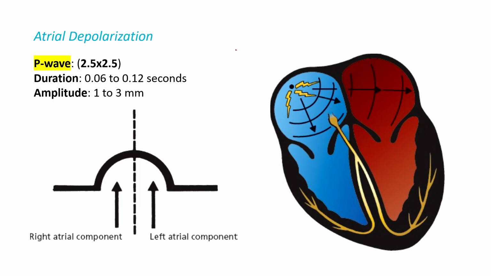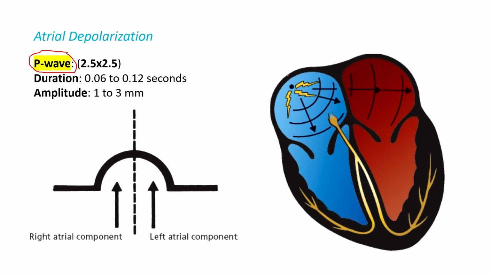Let's move on. Now let's talk about the conduction system that starts from the SA node and is located in the atria. In other words, the atria, both the right and left, are the ones that get depolarized first. And how do we see this on the ECG? It's represented by the P wave. The P wave is a representative of atrial depolarization.